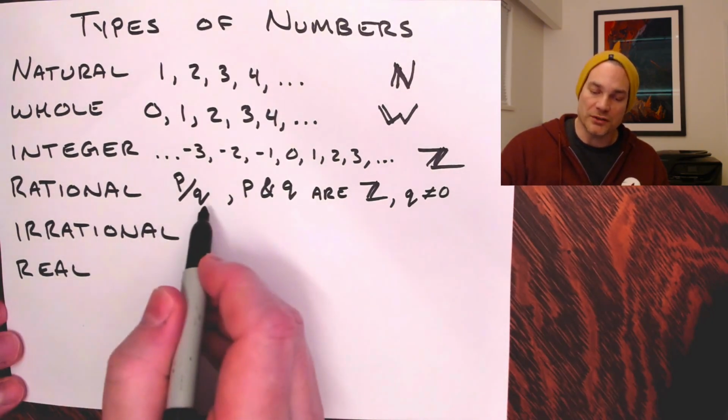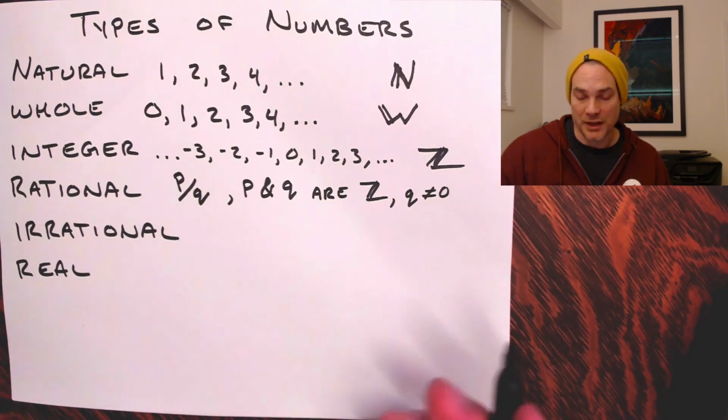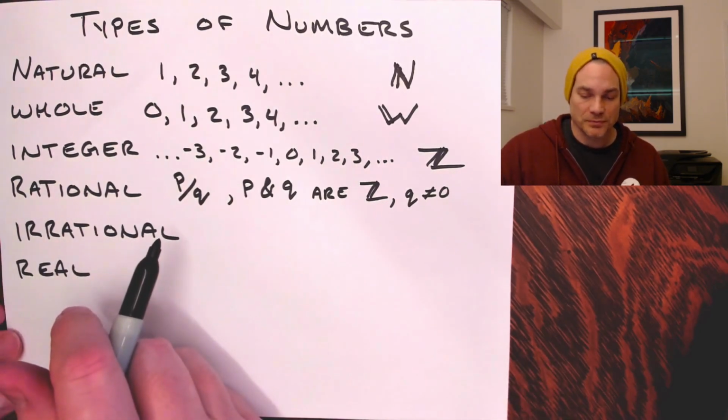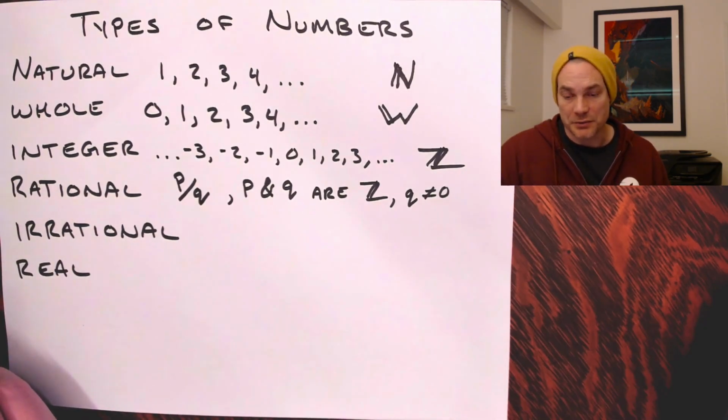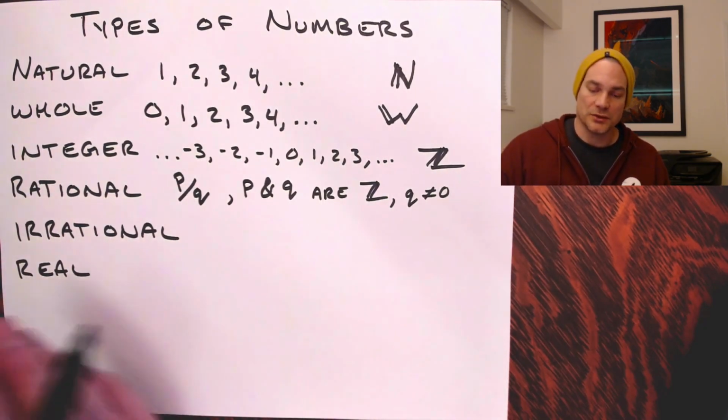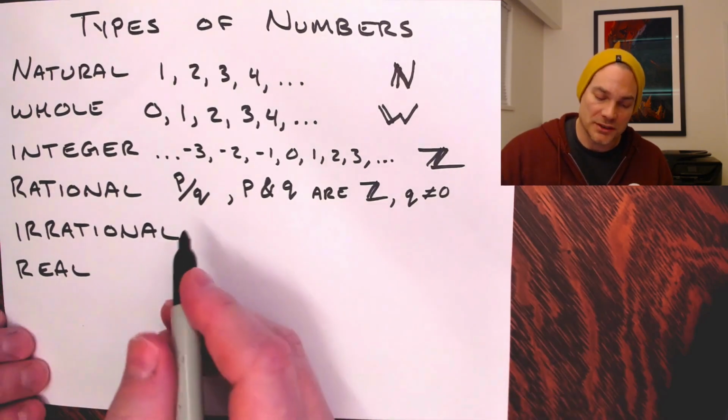So it could be 1 over 2, 1 over 3, 1 over 4, 1 over 5. It can't be 1 over 0, but it could also be a negative number. It could be negative 7 over 4. So that's going to create a large amount of these numbers.